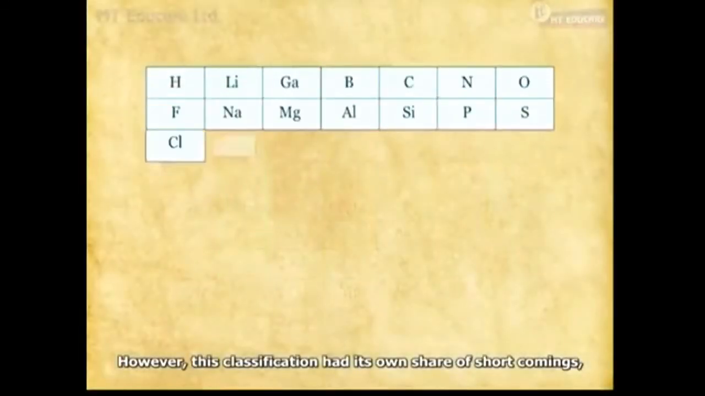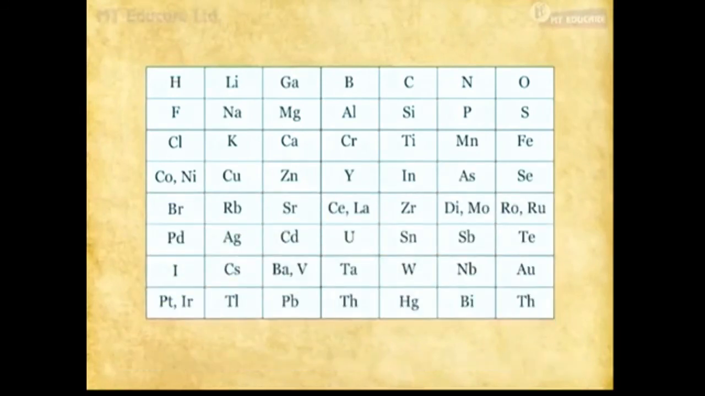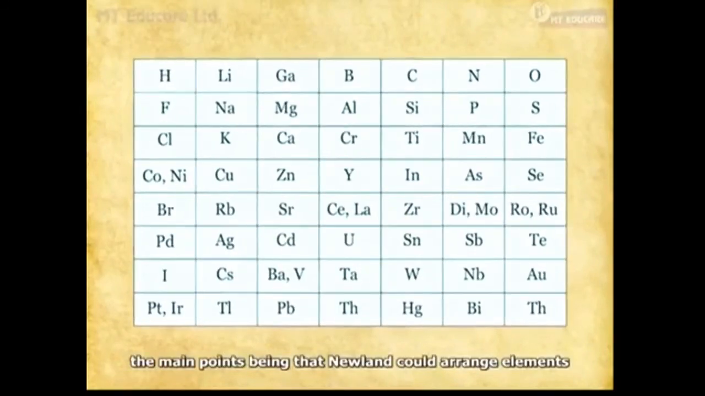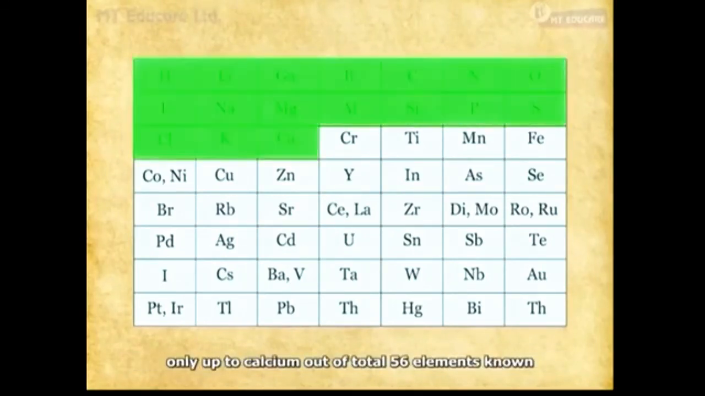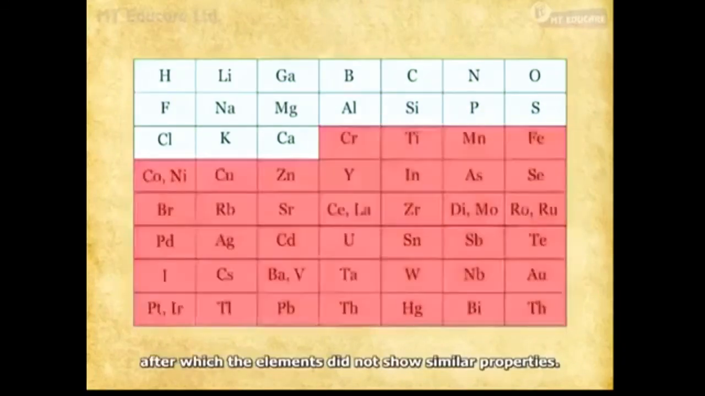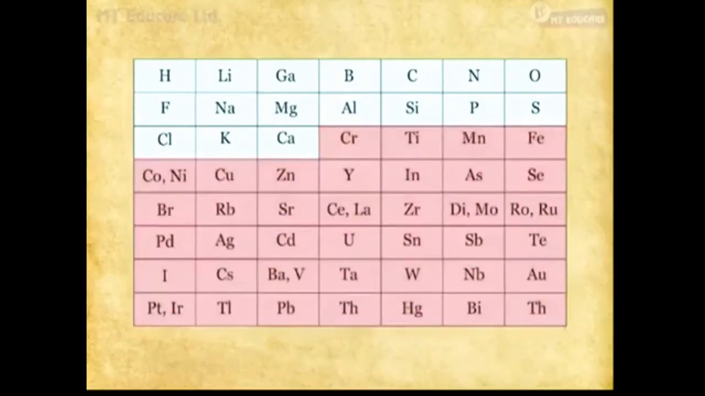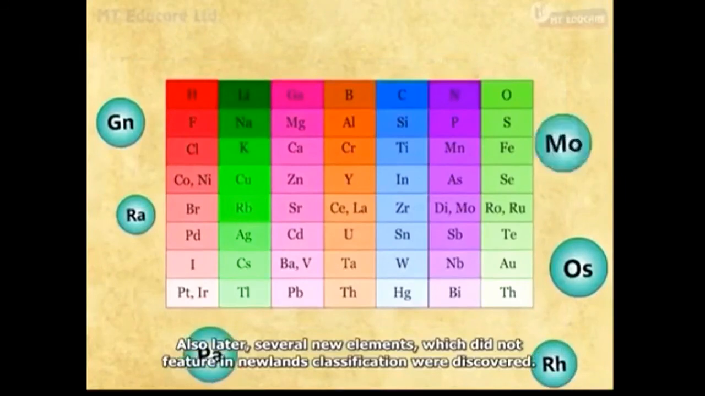However, this classification had its own share of shortcomings, the main points being that Newland could arrange elements only up to calcium out of the total 56 elements known, after which the elements did not show similar properties. Also later, several new elements which did not feature in Newland's classification were discovered.